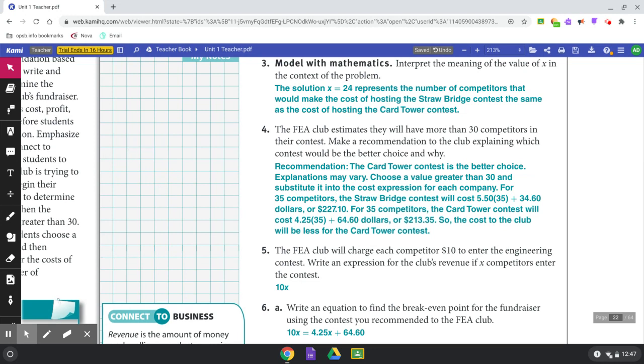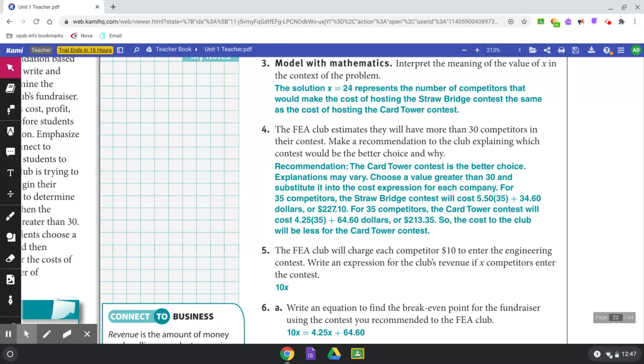Interpret the meaning of the value of x in the context of the problem. So if you look at the problem, what did x stand for? What did x represent in our real world situation? X represented the number of competitors. So the solution x equals 24 represents the number of competitors that would make the cost of hosting the straw bridge contest the same as the cost of hosting the card tower contest. So if they had 24 competitors, the cost of the contest will end up being the same as long as they had 24.